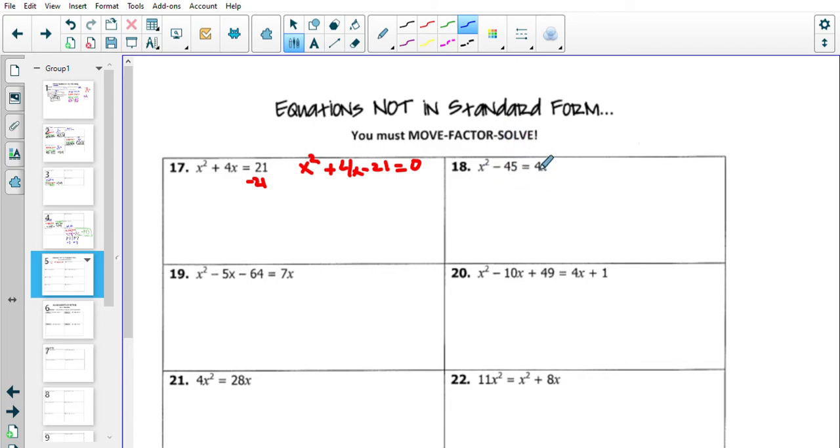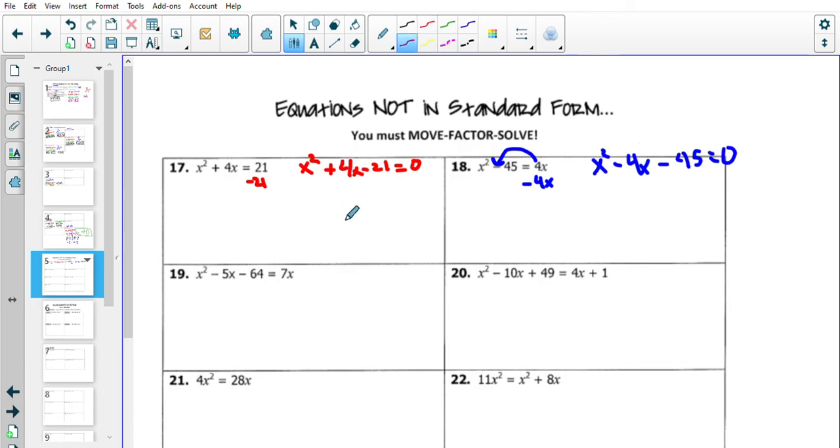Now, if we look at 18, I need to move this 4x over. Remember, the 4x has to come after the x squared. It can't come at the end. The 21 went on the end because it's the constant. 4x is not the constant. Now, this 4x is positive, so again, I need to subtract it. So that means my equation is going to say x squared minus 4x, because it has to be in standard form, and then I still have this minus 45, set equal to 0.